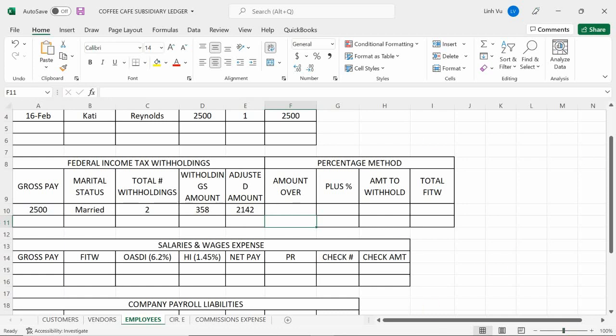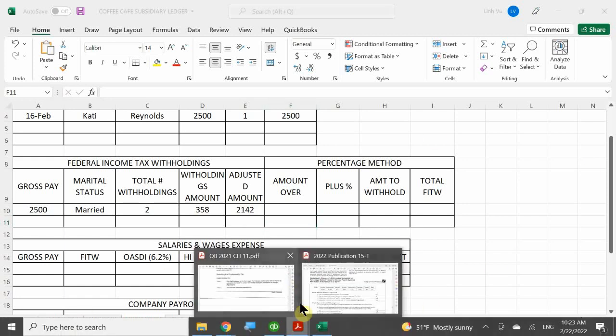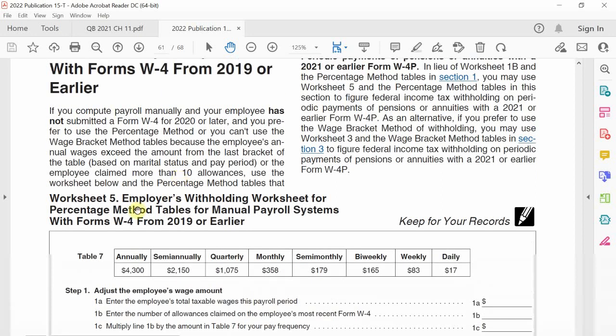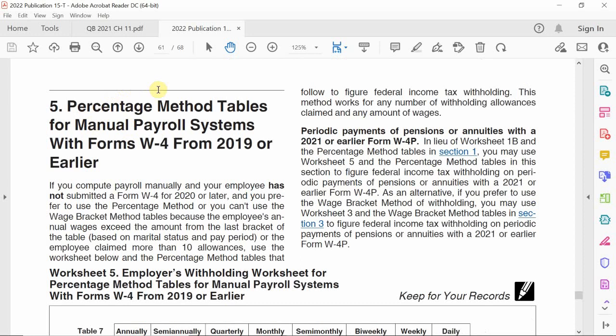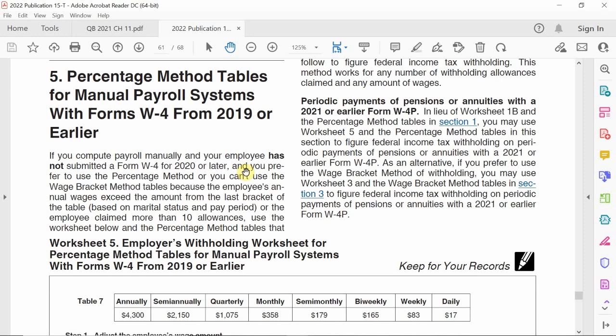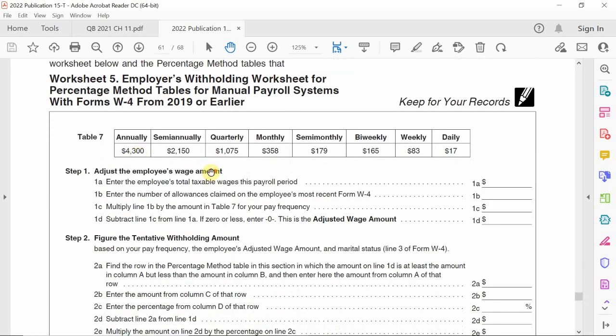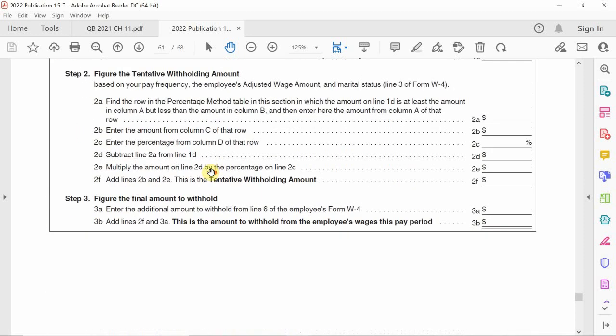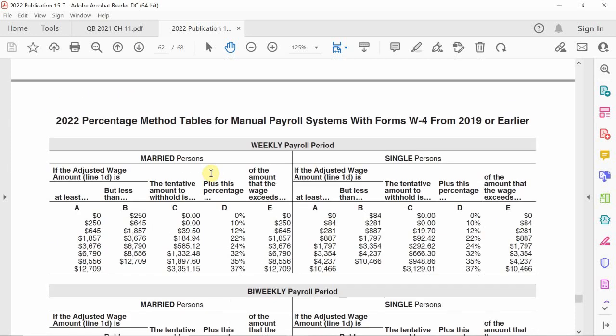So how does the tax table work? In this case, I am using this one, which is to calculate manual payroll. So manual payroll using the percentage method for manual payroll services or systems with the form W-4 from 2019 and prior. Okay, so this is the form I need to use. So how do we use this? Well, in this table, we already got our number of withholdings and we already adjusted our amount. So this is how we use the table.